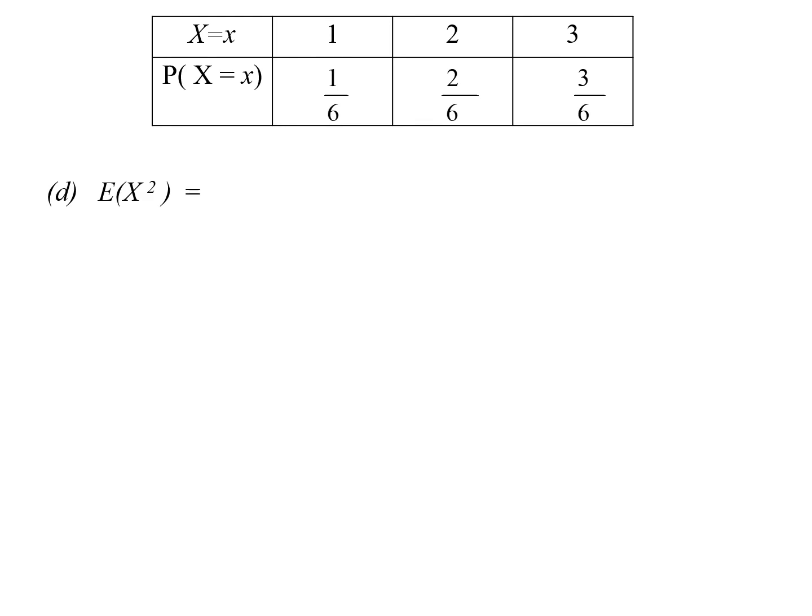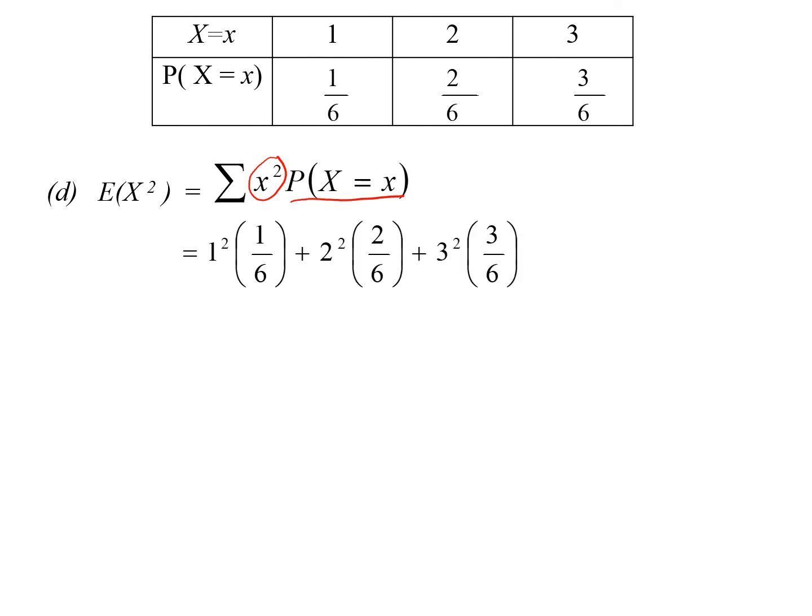Next, to get the E(X squared), we use the formula: summation of x squared times the probability. When x equals 1, we square it, then multiply by the probability, that is 1/6. When x equals 2, we square the x, then multiply by the probability 2 over 6. When x equals 3, you will get 3 squared times the probability 3 over 6. Then finally we will get our answer, which is 6.